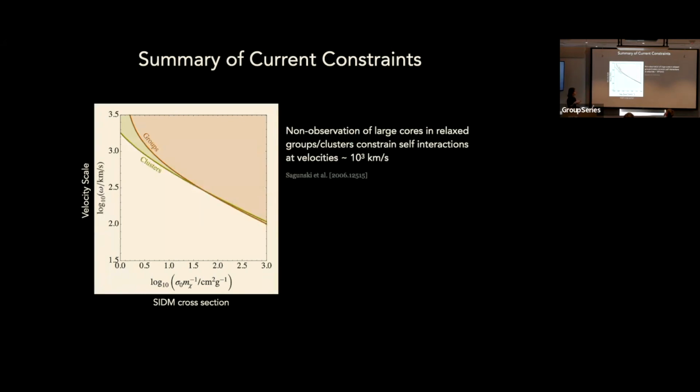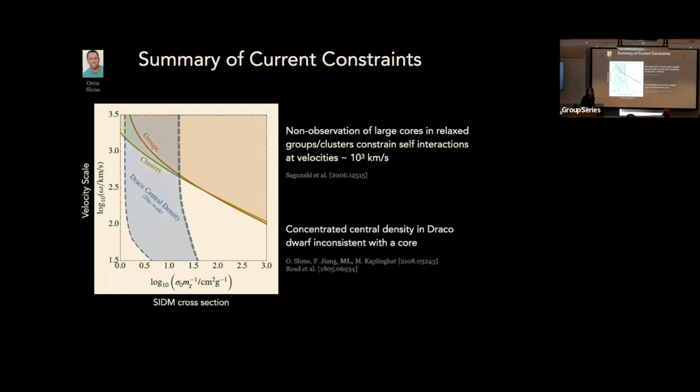This region up here is excluded from the fact that you don't end up observing cores in galaxy clusters. So groups and clusters, you're probing velocity scales on the order of 10 to the 3. You don't end up seeing in these relaxed clusters significant coring, and so that excludes this regime up here. So that's a very strong constraint.